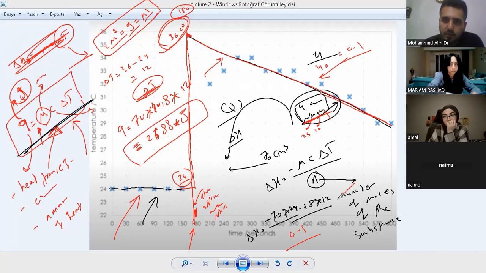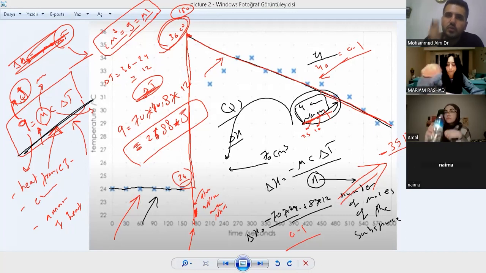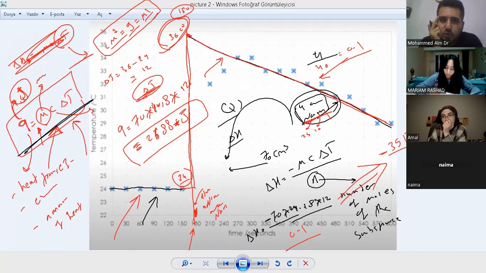What will be the answer, Mariam? Negative 35,112. Yes. The unit after calculating delta H is always joule per mole, joule for each mole. In Cambridge, they don't accept joule per mole. They need kilojoule per mole, always. So we just divide by 1000, and you end up with minus 35.112 kilojoule per mole. That's it, guys. We're done.